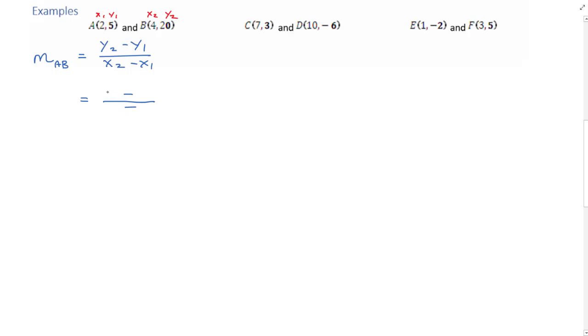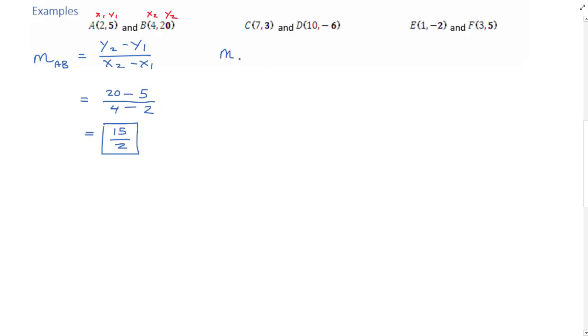y2 minus y1. We're subtracting the y coordinates, so 20 minus 5. And x2 minus x1, 4 minus 2. All right, what's left to do? Subtract. 20 minus 5 is 15. 4 minus 2 is 2. Done. There's a slope. Can't reduce it. We're going to leave it as a fraction in this unit, okay? So it's 15 over 2. I have a rise of 15, a run of 2. Done. Let's do the next one.